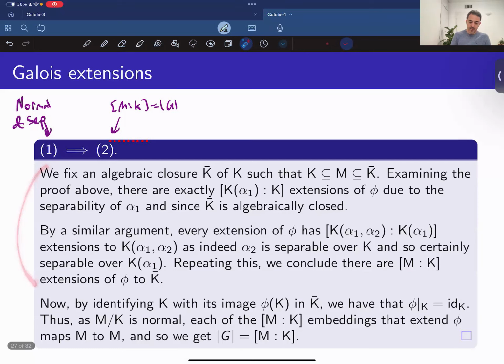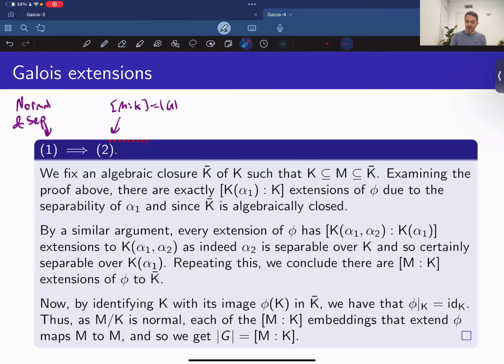And so here we only use the separability, and that M over K is finite. But the point is that because we identify K with its image, phi of K in K bar, I'm essentially considering phi to be the identity on K. Since M over K is normal, each of the embeddings that we just found, from K bar to K bar fixing K, actually maps M to M. If you restrict it to M, it will map M not to some copy of M within K bar, but to M itself because of the normality, and because we are identity on K.